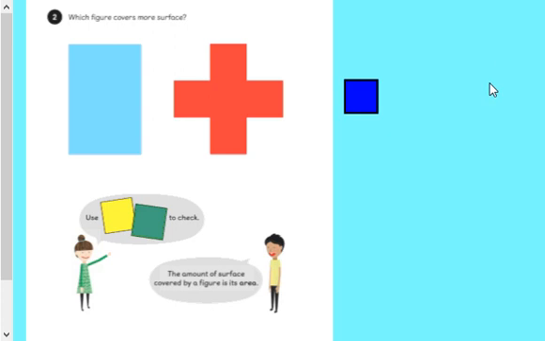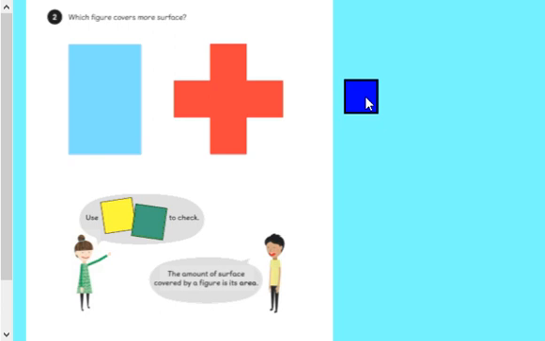Now these are a little bit trickier, but it's asking us which figure covers more surface. So which of these shapes has a larger surface area? Okay, now one way we could do this would be to take squares this size here. And what I want to try and do is to see how many of these will fit into these shapes. How many of these will it take to cover the surface of the shape?